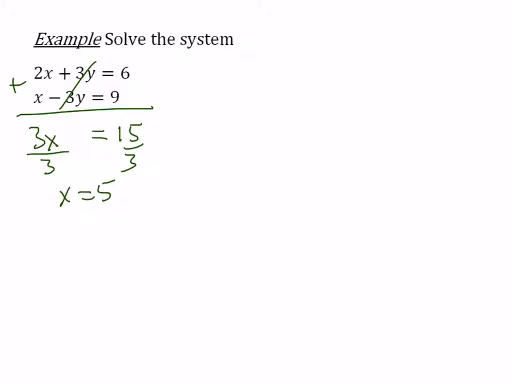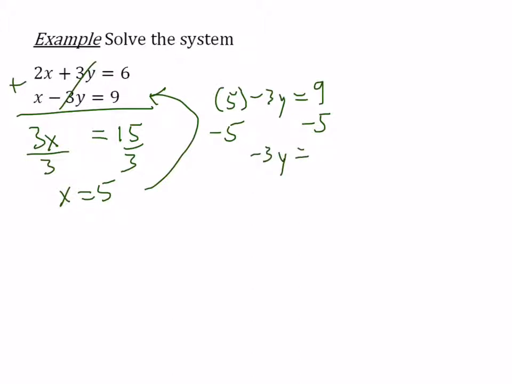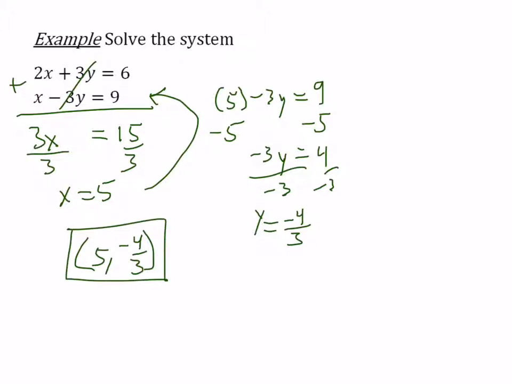Plugging that in to one of the equations, it doesn't matter. Let's go to the first one here. We have 5 minus 3y equals 9. We subtract 5, negative 3y equals 4, divided by negative 3, and y equals negative 4 divided by 3, which is negative 4/3. So the point is 5, negative 4/3. Okay, so we got a solution. Well, this is just normal. Looks like we have one solution.